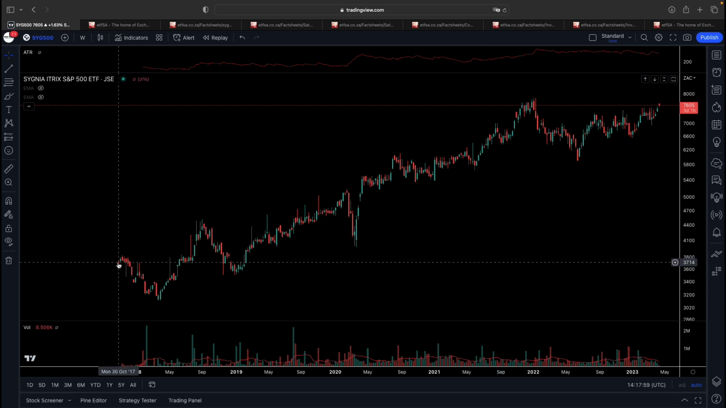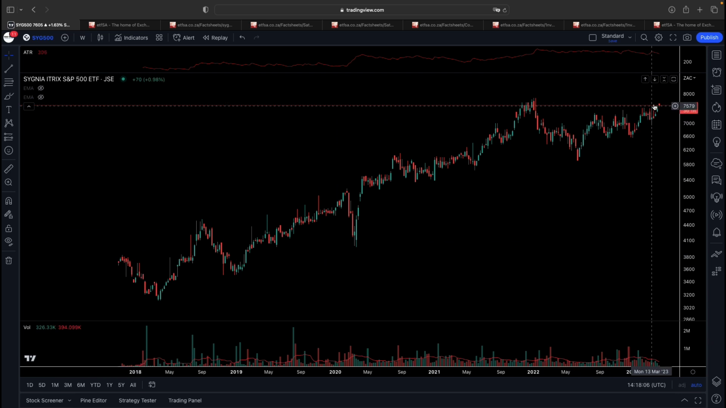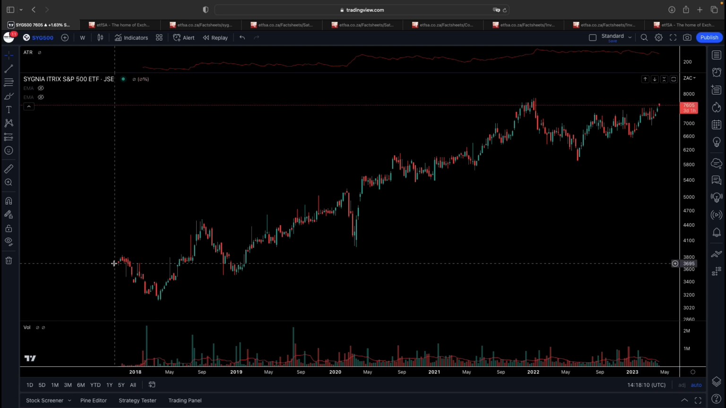You can see that it came about around October 2017 at around 37 rand 14 cent. So now it's trading at 76 rand per share, or per ETF. So the price has doubled if you've been invested since 2016.